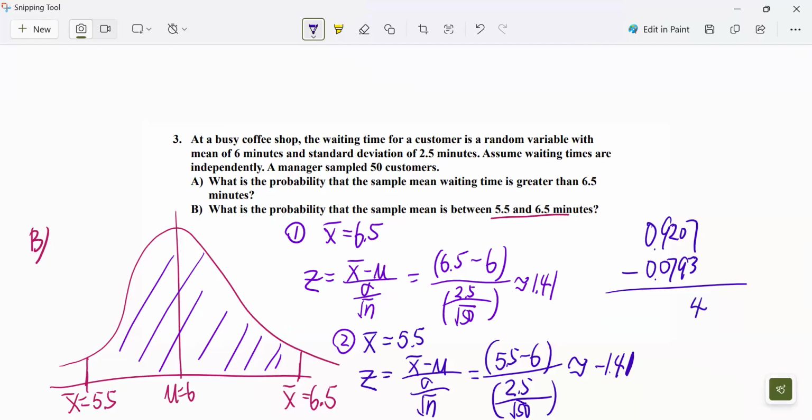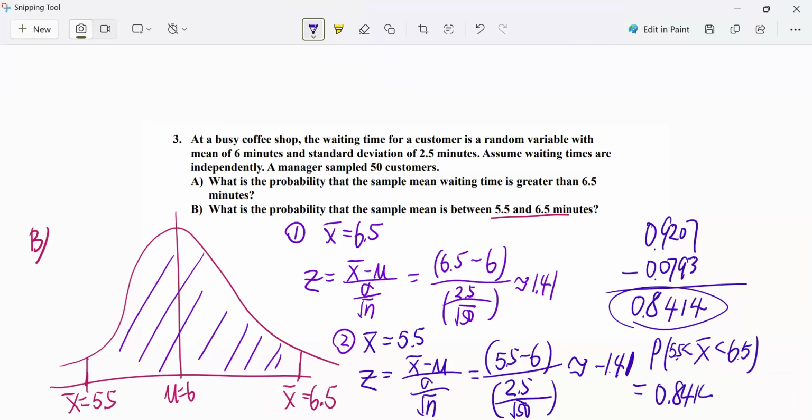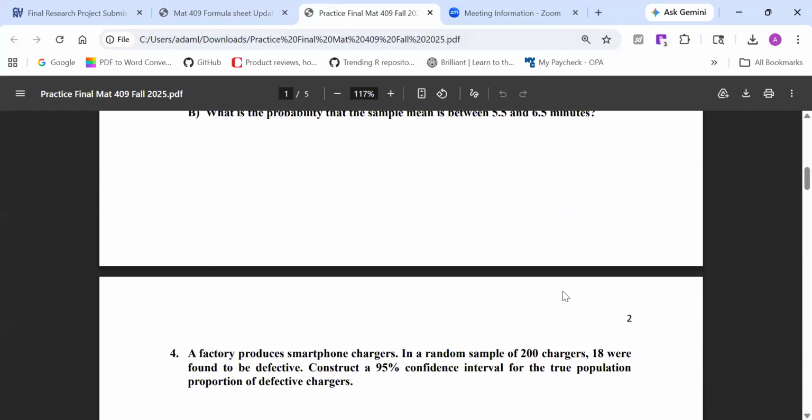So this is 0.9207 minus 0.0793, which is 0.8414, so 84.14%. That's the probability we're looking for that the sample mean is greater than 5.5 and less than 6.5. The probability is 0.84. Any question about this? So that's question 3, now question 4.